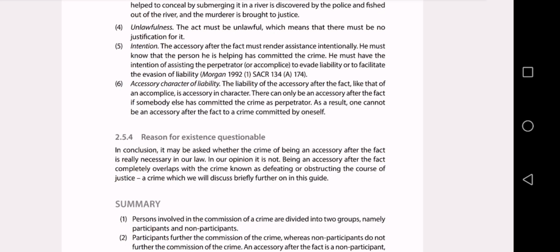Accessory character of liability. The liability of the accessory after the fact, like that of an accomplice, is accessory in character. They can only be an accessory after the fact if somebody else has committed the crime as a perpetrator. As a result, one cannot be an accessory after the fact to a crime committed by oneself.